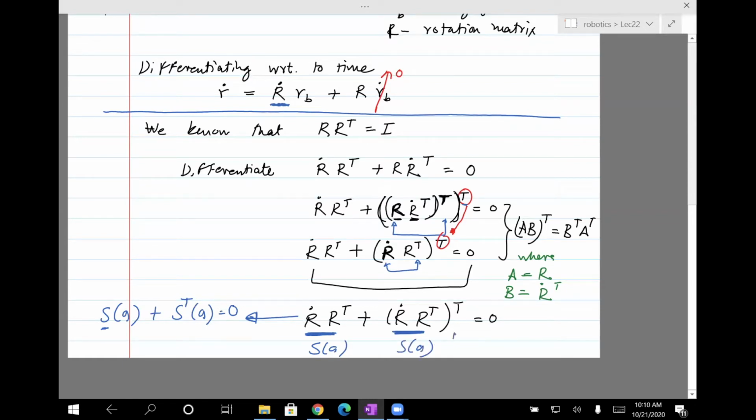And then that's the transpose equals 0. So what I'm suggesting here is that if you are able to express something as S plus S transpose equals 0, then the term here has to be a skew symmetric matrix.